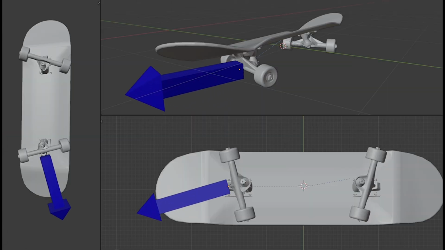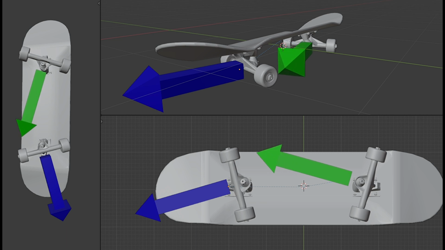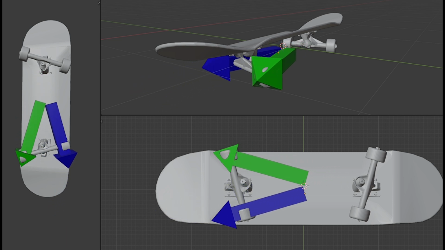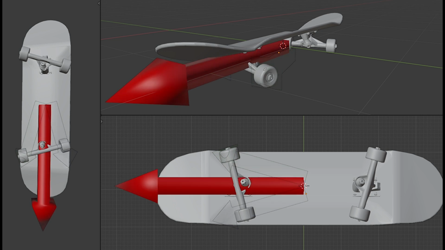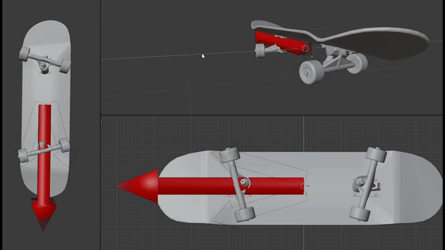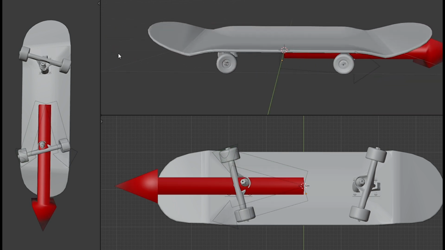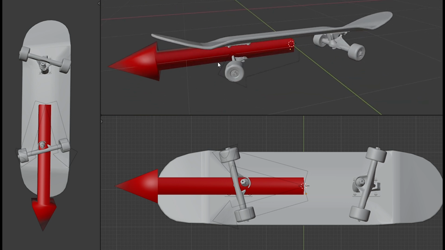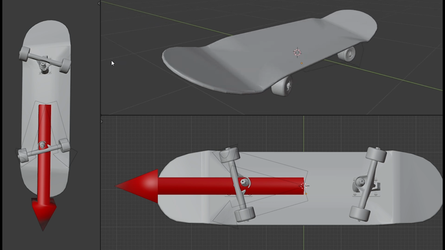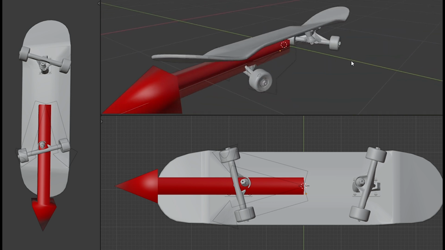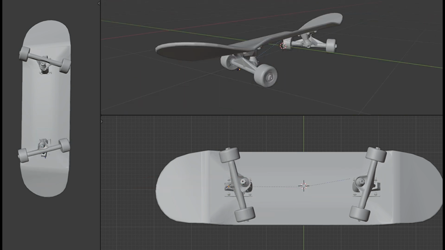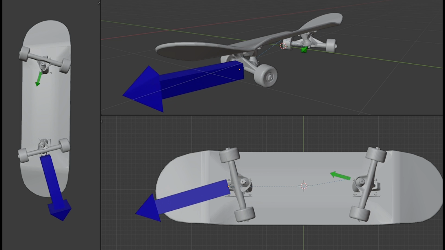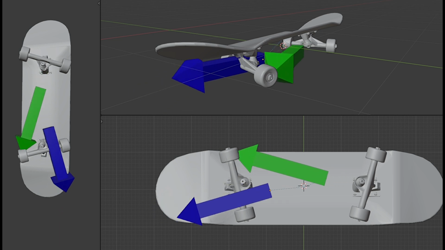Now the front truck is trying to go this way, rear truck this way. And if I sum up these vectors, that is the direction of the skateboard to go, which in this case is parallel to the board. So this board has energy to go straight, but it doesn't happen, as we know. This is obviously because the trucks are not directed forward.